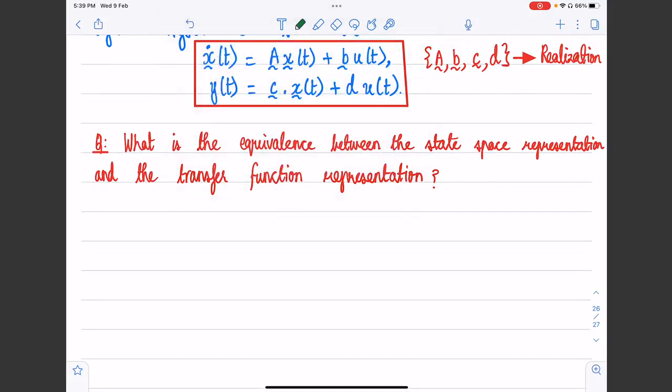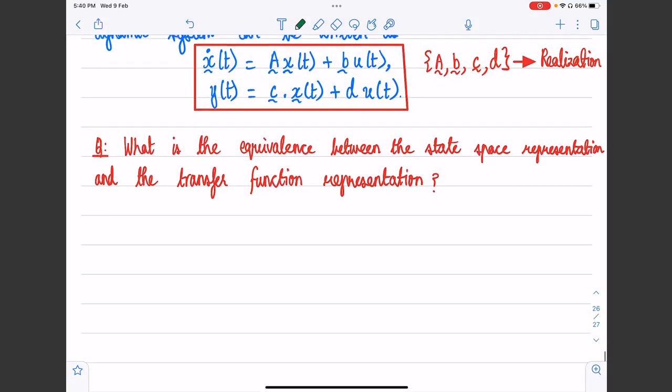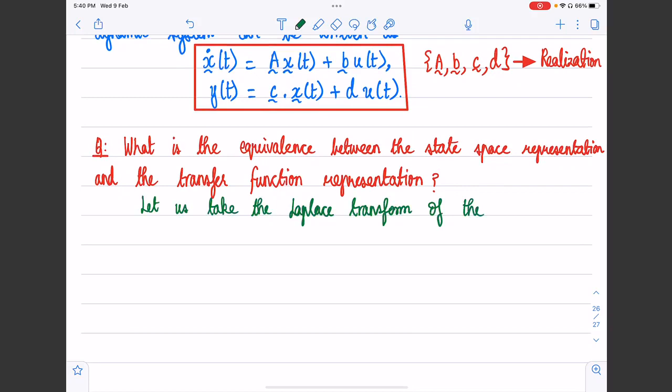Because at the end of the day, these are only two representations of the same system, and if we solve a problem irrespective of the representation, we should get a similar answer, right? Okay, so now let's look at the above equation, right? So first let us take the Laplace transform. We consider the state space equation. Let us take the Laplace transform of the state equation. Okay, so let's try to analyze that, and then we will do this one.